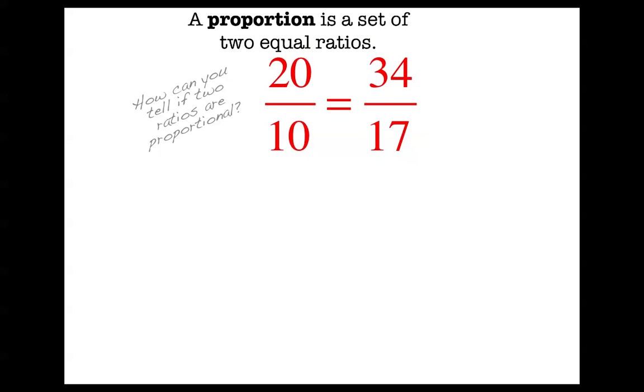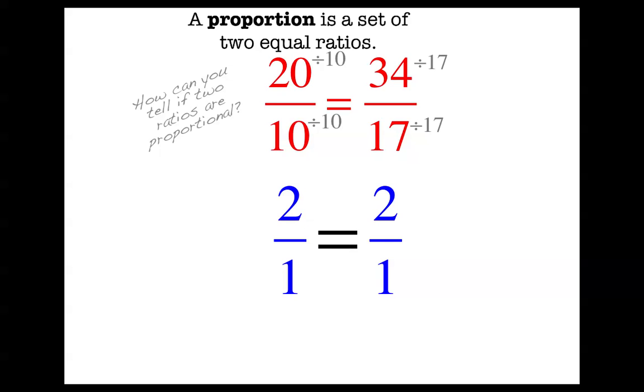So, how can you tell if 2 ratios are proportional? How can you tell if the 2 ratios are equal? Well, there's one easy way to do it. We could simplify 20 over 10 by reducing the top by 10 and reducing the bottom by 10. We could simplify the second fraction, the second ratio, dividing the top and the bottom by 17. And they both come out to 2 over 1. Both of these are a 2 to 1 ratio. They're just not written as 2 over 1, they're written as 20 over 10 and 34 over 17. And therefore they're equal, and therefore they're proportional.